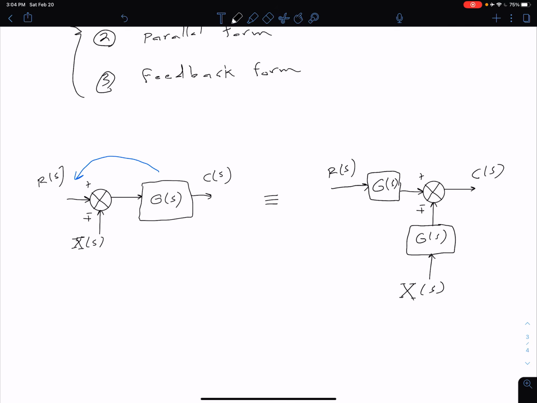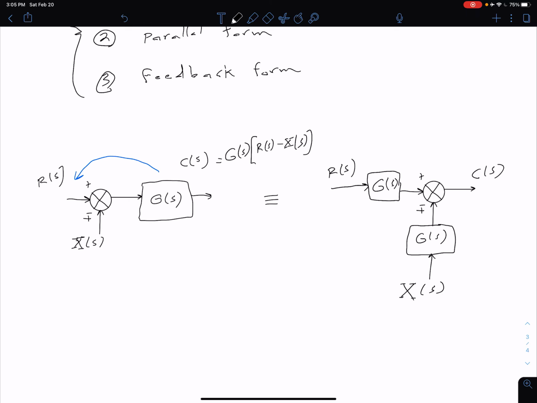To confirm this equivalency, what you can do is trace our inputs to the outputs. For the left side, we have X of S coming in and R of S coming in. Let's say that X of S is being subtracted. Then we can say that our C of S is equal to G of S multiplied by R minus X. Of course, we want to preserve that relationship as we move our blocks.